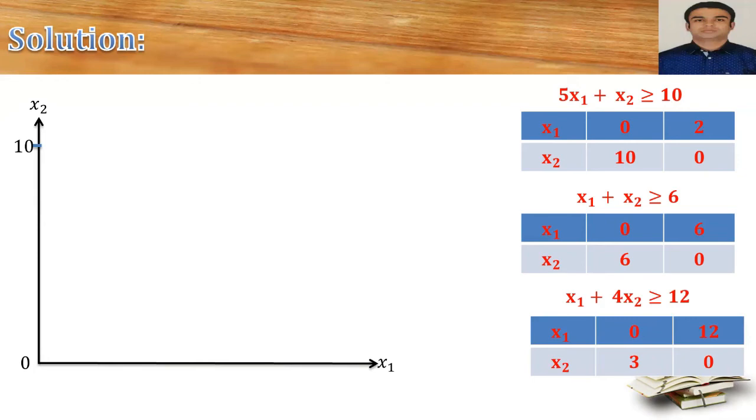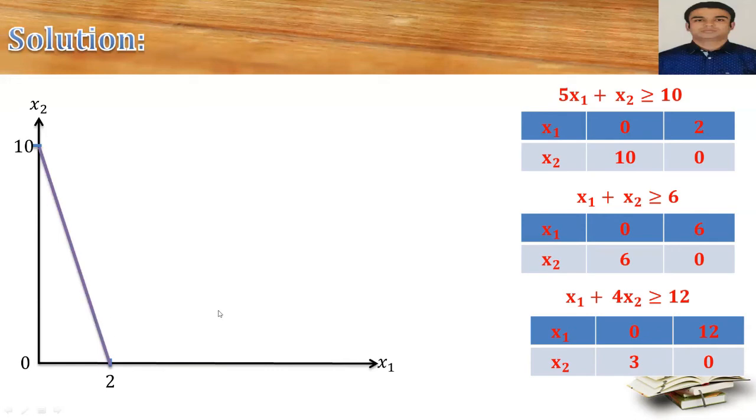In the next step, plot the graph for the first constraint equation. The points are (0, 10) and (2, 0). Mark the point (0, 10), and the second point is (2, 0). Mark that point. After that, draw the line. This one is our line of the first constraint equation.